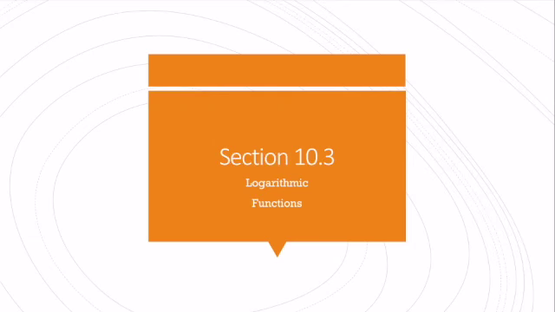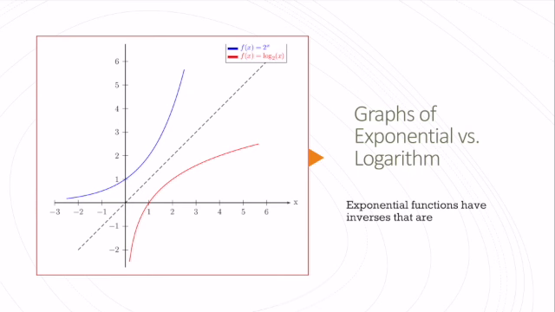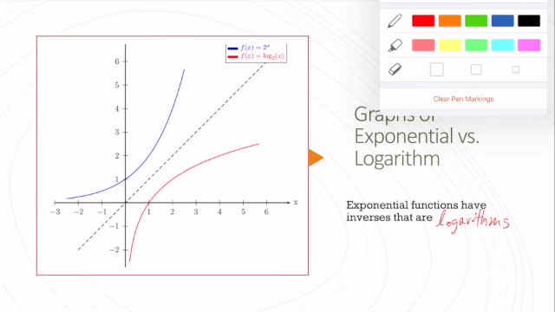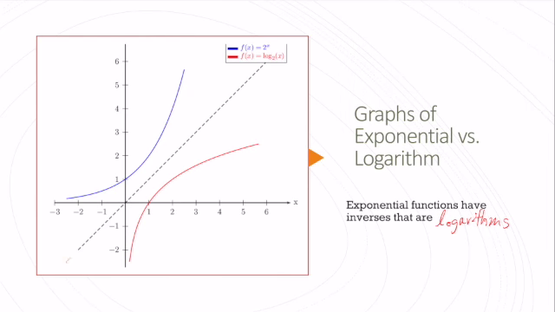Right, class, now we're going to talk about section 10.3, which is all about logarithmic functions. So remember that exponential functions have inverses that are logarithms. Remember, something's an inverse if when we reflect it across the y equals x axis, they're mirror images of each other.